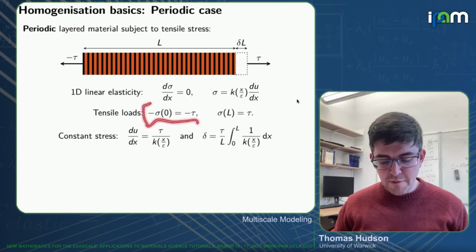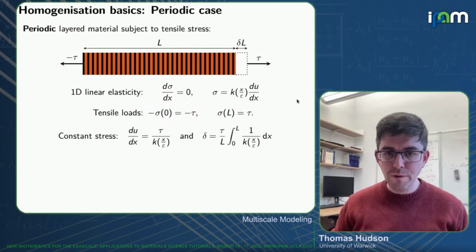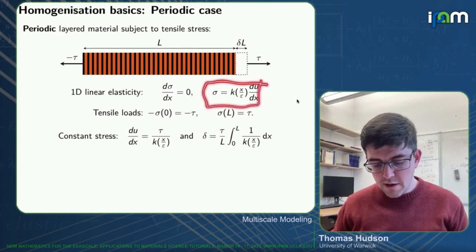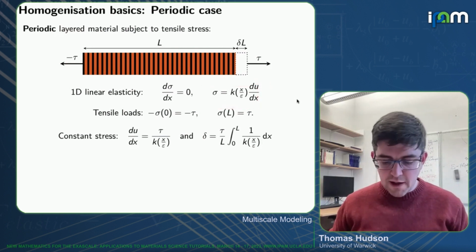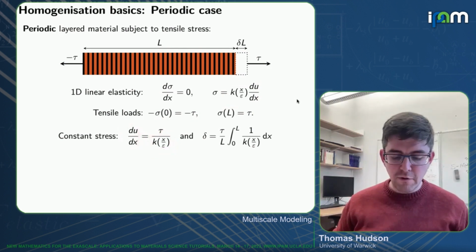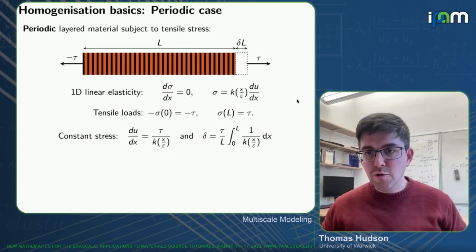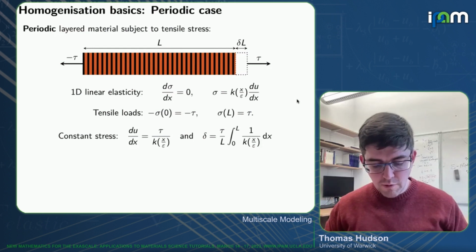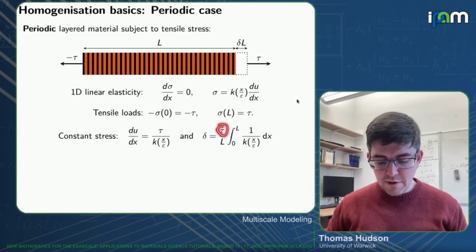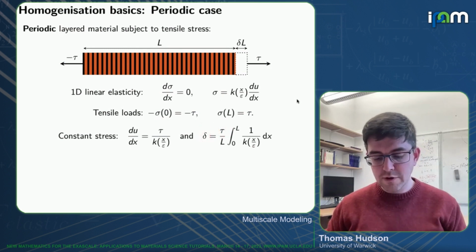And of course, because of the boundary conditions, that constant better be tau. And so that means that in this equation here, I can replace sigma by tau. I can divide through by k, and then I get the following first order differential equation for u, which I can then integrate and use the boundary conditions to work out, given the stress applied tau, what kind of response is delta.